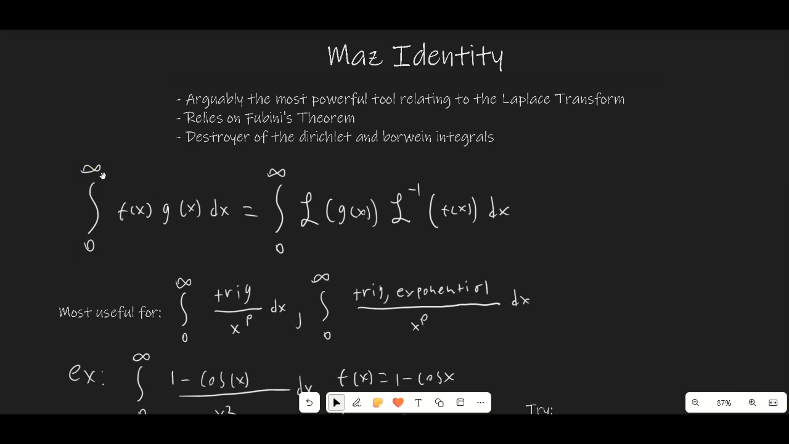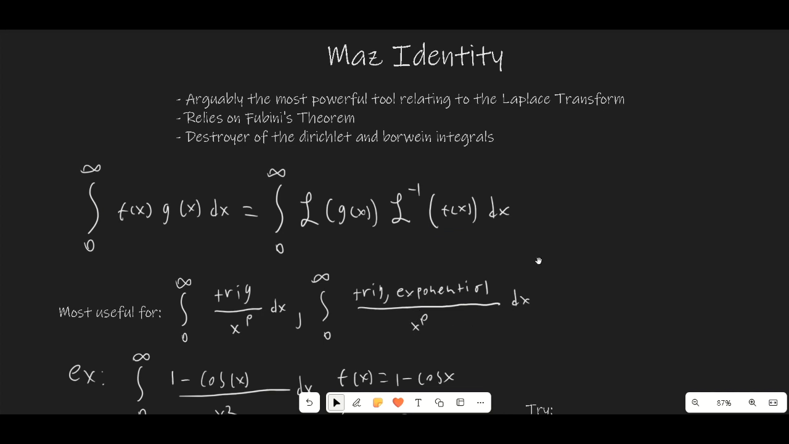So this states that the integral from 0 to infinity of f of x times g of x dx is the same as the integral from 0 to infinity of the Laplace transform of f of x times the inverse Laplace transform of g of x. It doesn't matter the order of the functions here. I said it backwards, but it doesn't matter which one is Laplace and inverse because it's symmetric with respect to f and g. And this is most useful when we have an integral from 0 to infinity of some trig function over x to the p, or some trig and exponential functions over x to the p as well.